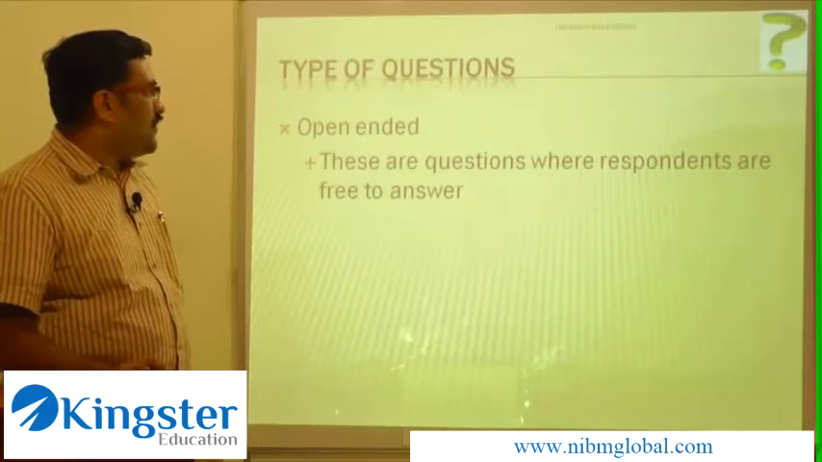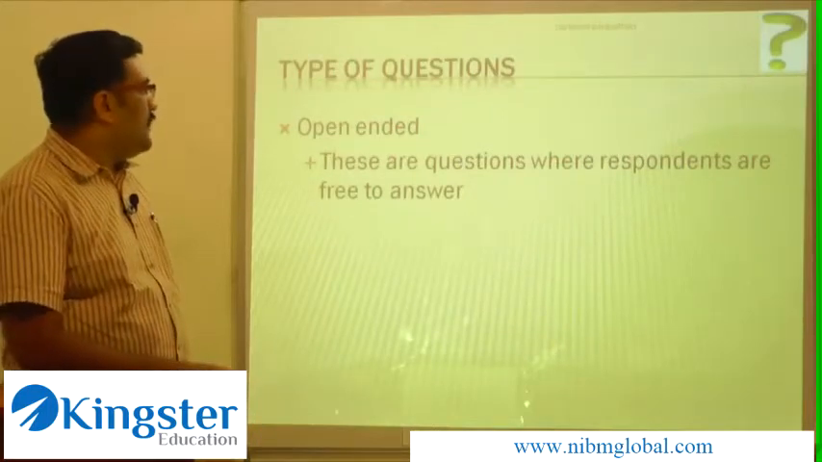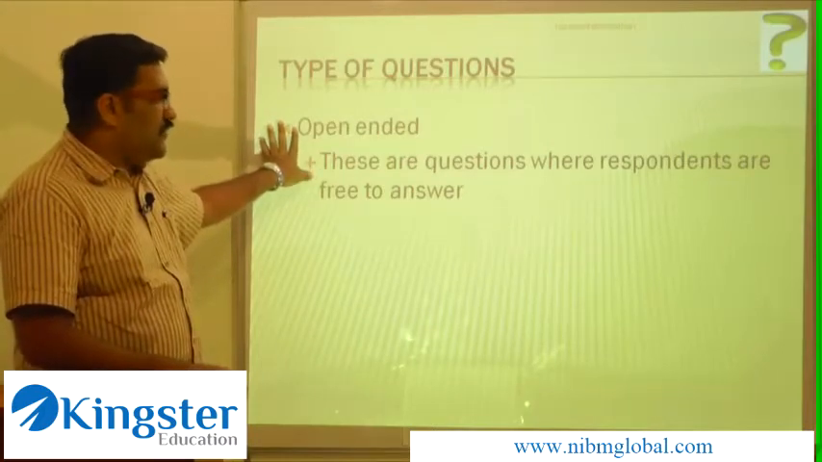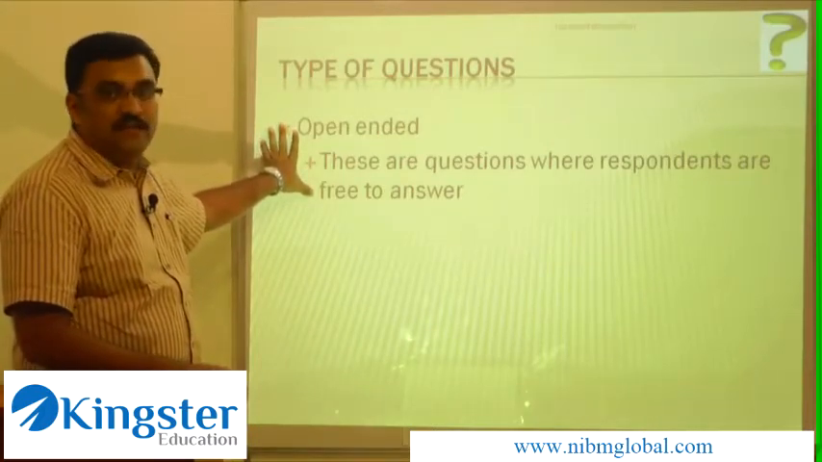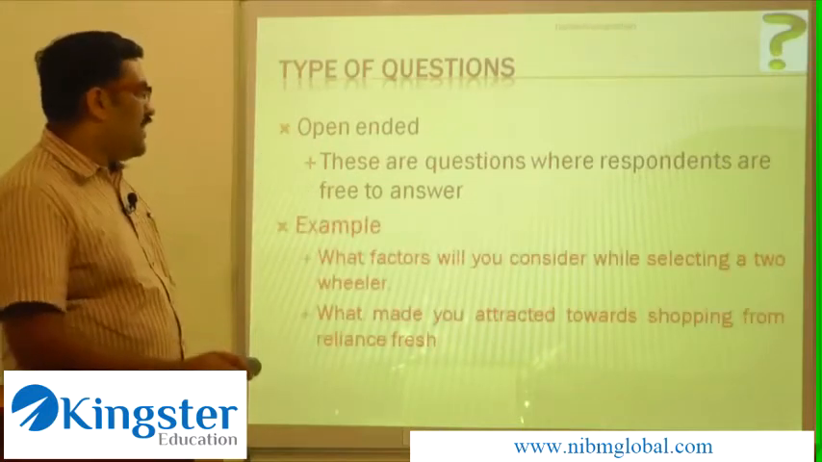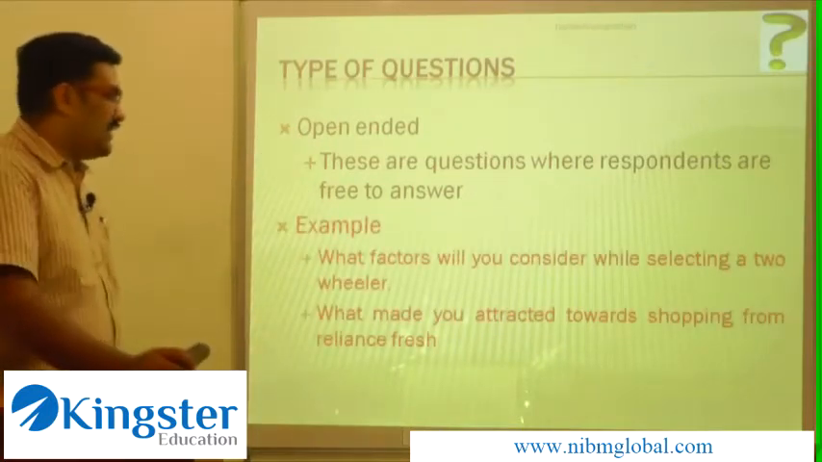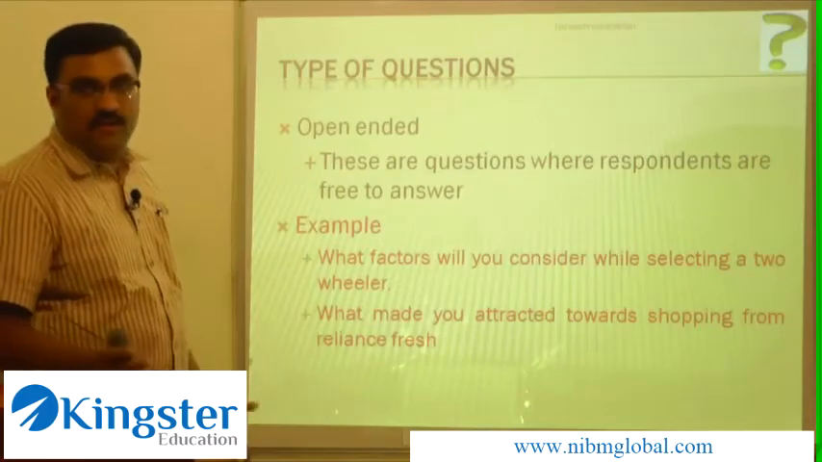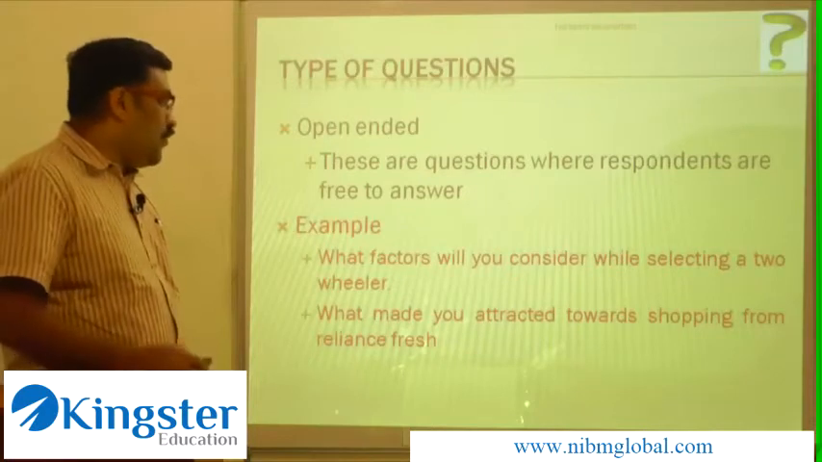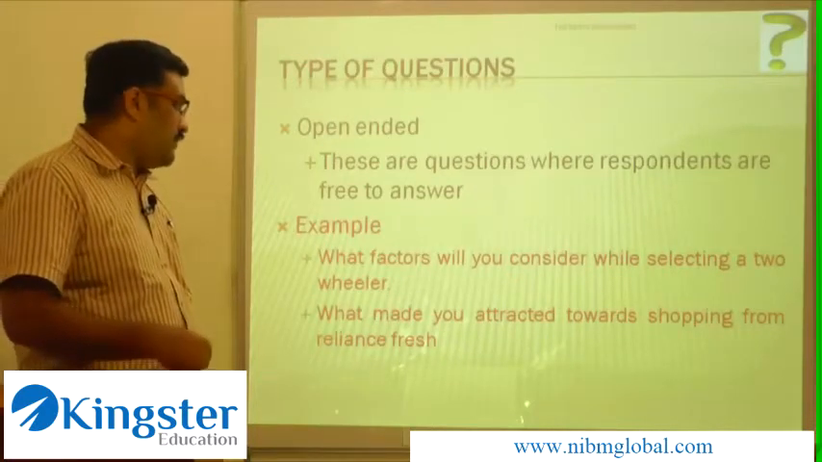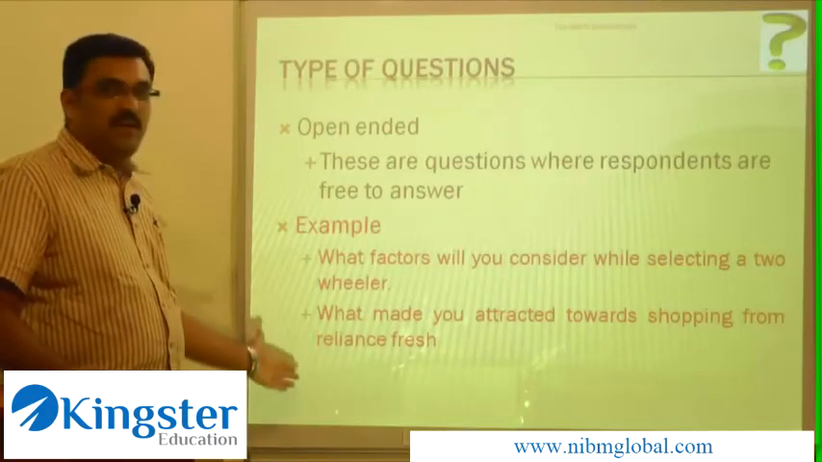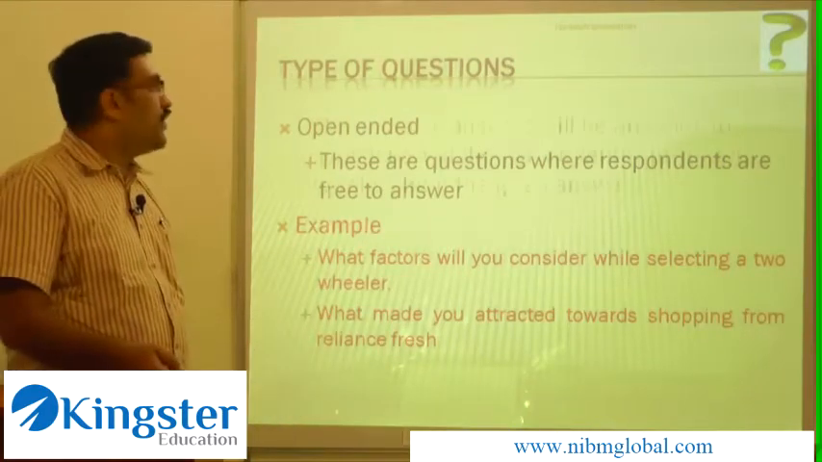So types of questions, if we are trying to speak on. The first one is called open-ended. These are questions where respondents are free to answer, because we may not be giving any options to them. Example like, what factors will you consider while selecting a two-wheeler? It is an open thing. Whatever factors you are considering, you can just answer that. What made you attracted towards shopping from Reliance Fresh? An open question. So you can give whatever answers you want to give.